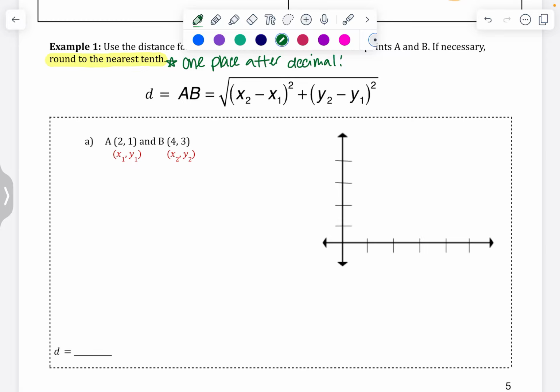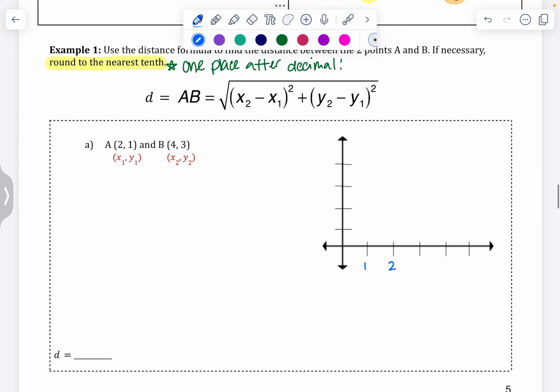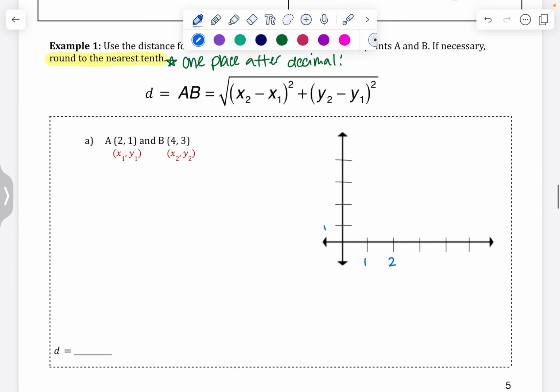First, I'm going to plot the points. Let's plot point A. Point A is 2, 1. As I'm plotting, I'm going to start with my x value of 2. So I'm going to find 2 on my x-axis. Here's 1, here's 2, and it looks like I'm going to go up 1. So right here, there's that point A. Point B is 4, 3. So I'm going to look at 4 on the x-axis and go up 3. There's that point B. Again, we're calculating this distance. This is what we don't know.